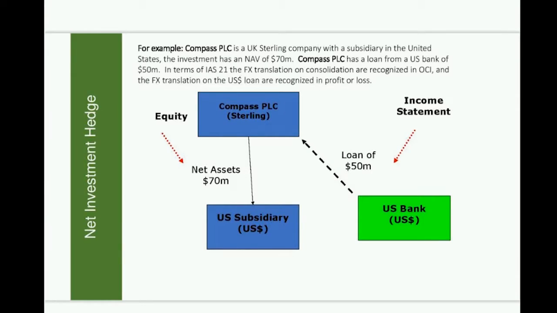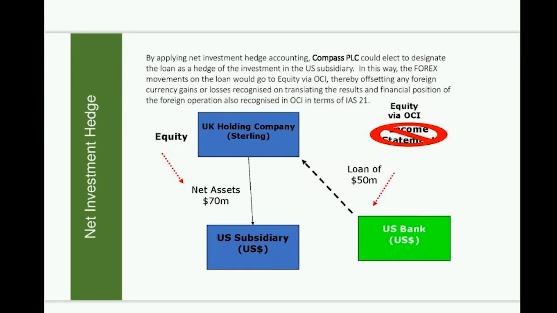So if you look at this next slide, it effectively shows you that instead of the gains or losses on that loan going through to the income statement, it goes through to equity via other comprehensive income.